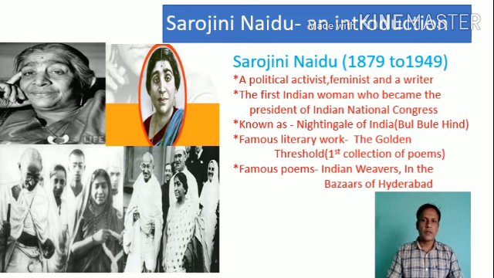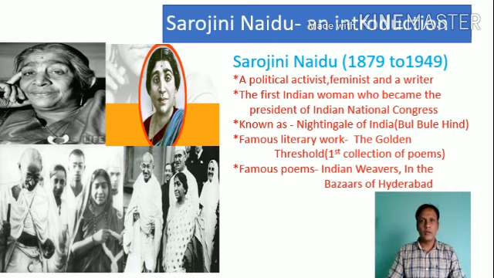Her famous literary work is The Golden Threshold. It is the collection of poems. It is her first collection of poems, and her famous poems are Indian Weavers and In the Bazaars of Hyderabad. The present poem, The Indian Weavers, is taken from the collection of poetry The Golden Threshold, and it is taken from the folk section of The Golden Threshold.